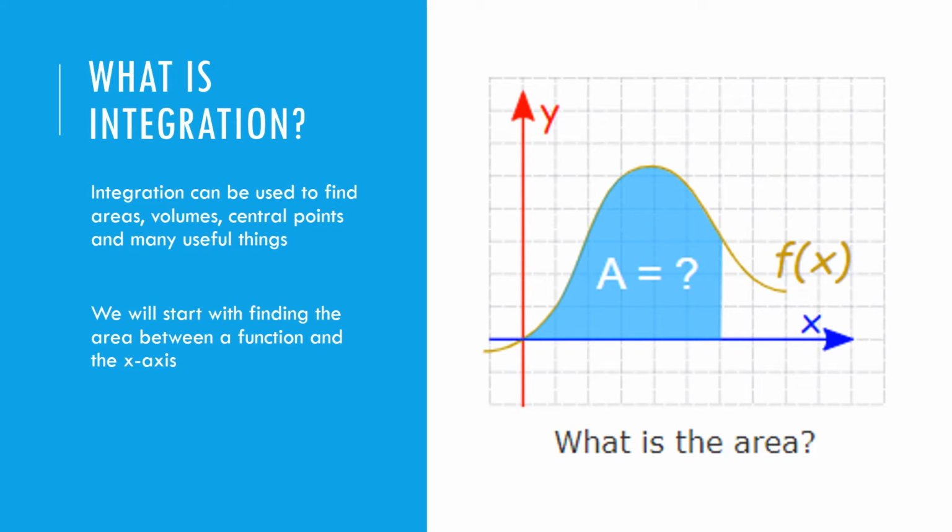So the first question is, what is integration? Well, it can be used to find areas, volumes, central points, and many other useful things. It's the opposite process to differentiation. You'll remember that in differentiation, we were trying to think about the rate of change of a function. Now, we might be interested in taking that function and trying to work out what the area between a function and the x-axis is. So in this case, the area underneath this curve in the direction of x.